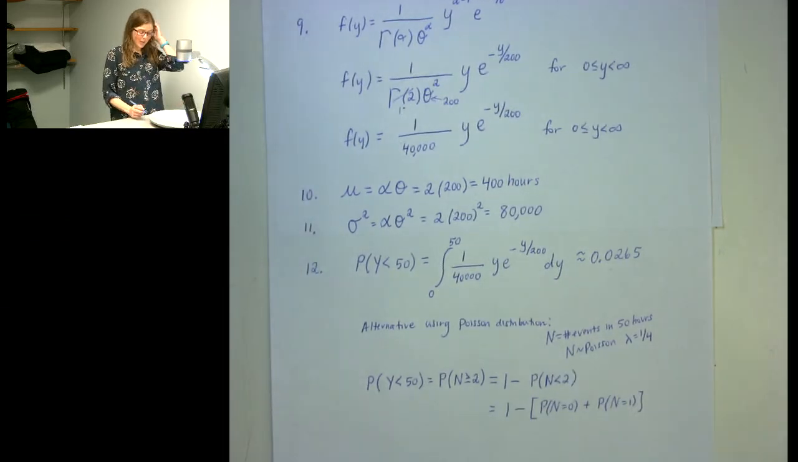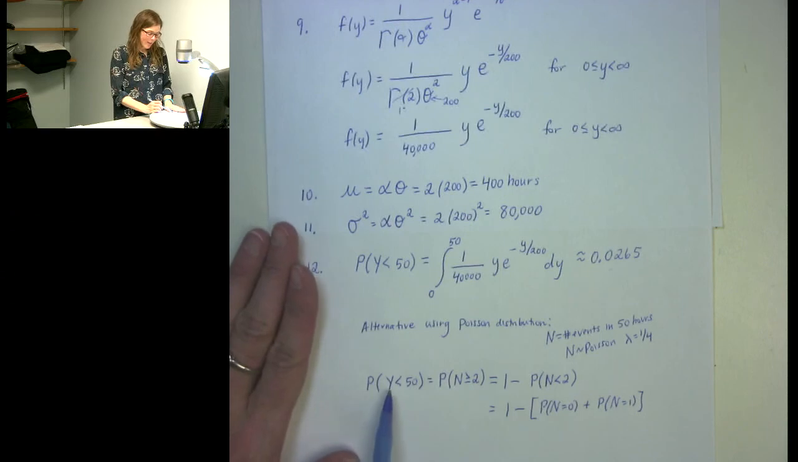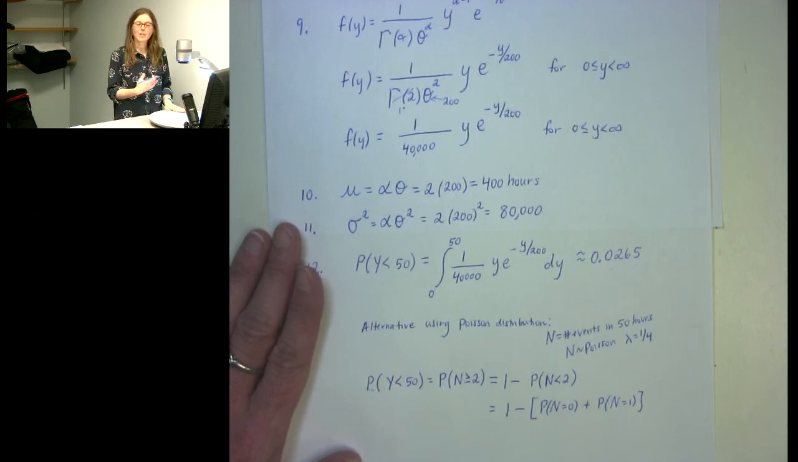You can think about it: if the system fails before 50 hours are up, it means I didn't have none of the fuel pumps fail, because then the system would still be working. And I didn't have just one of the fuel pumps fail, because then the system would still be working. But if 2 or more failures occurred, then the system would not be functioning anymore. So I can find the probability this way.